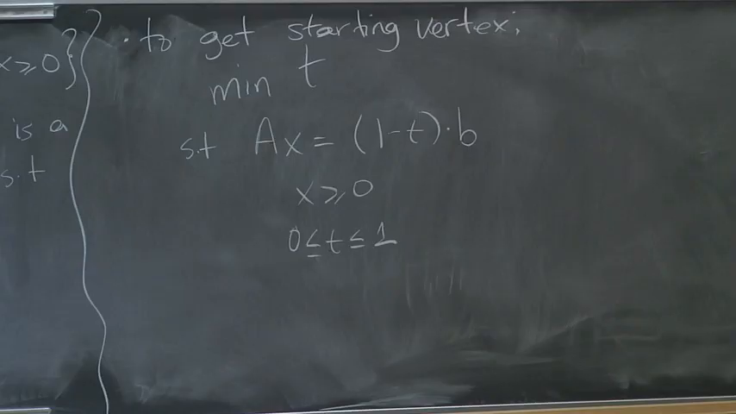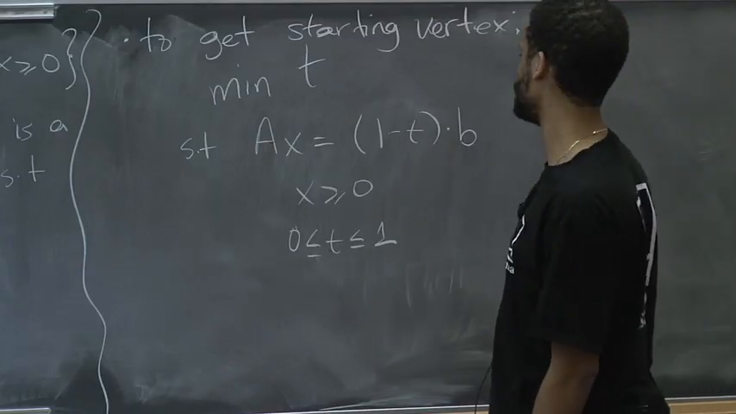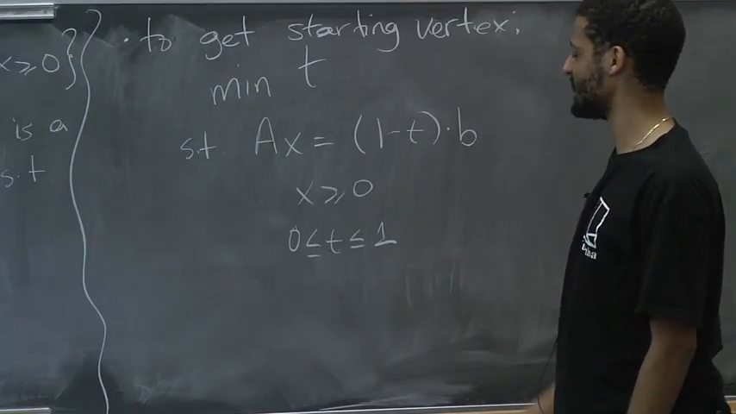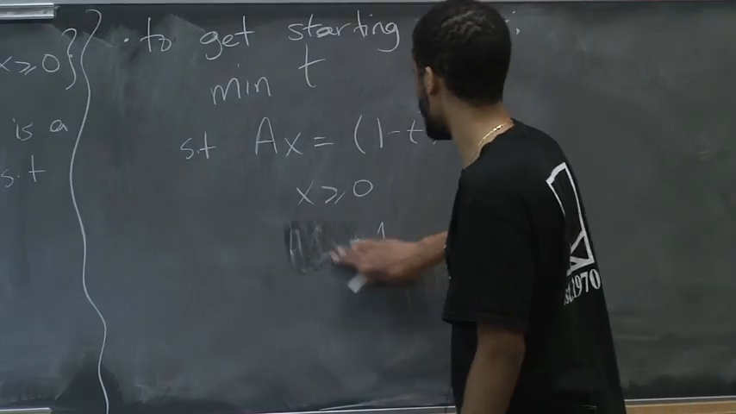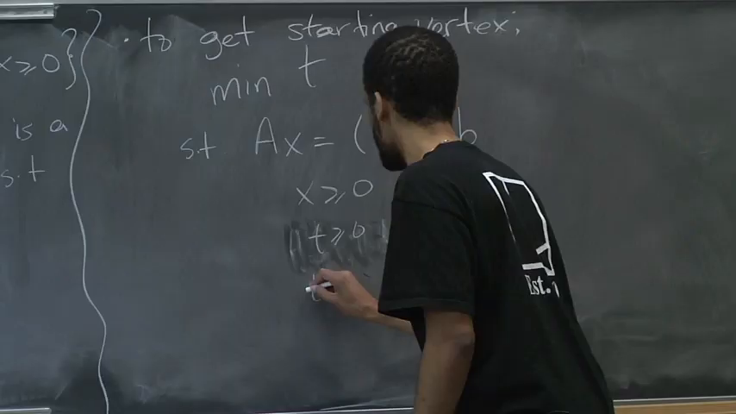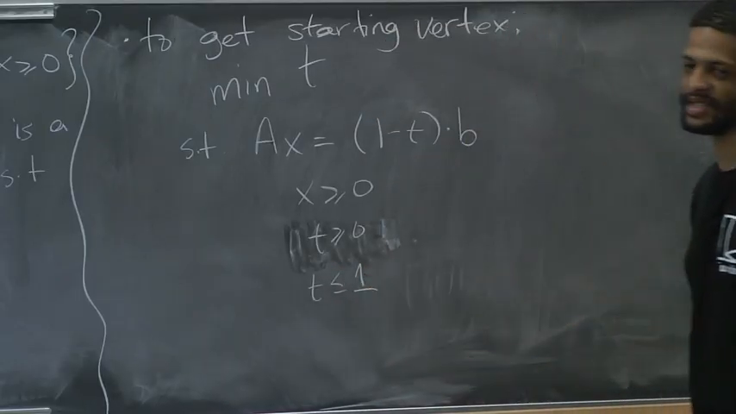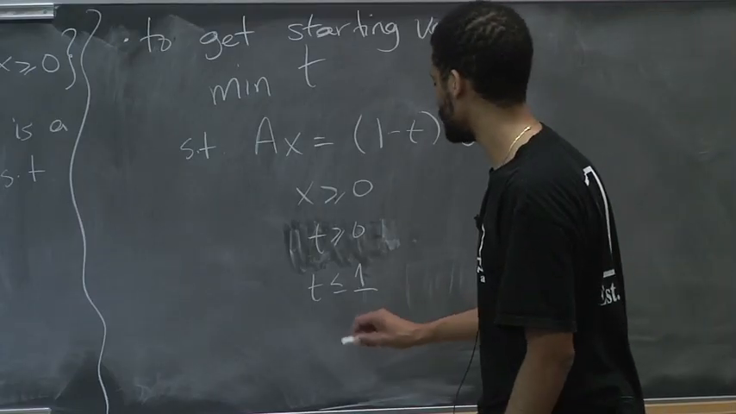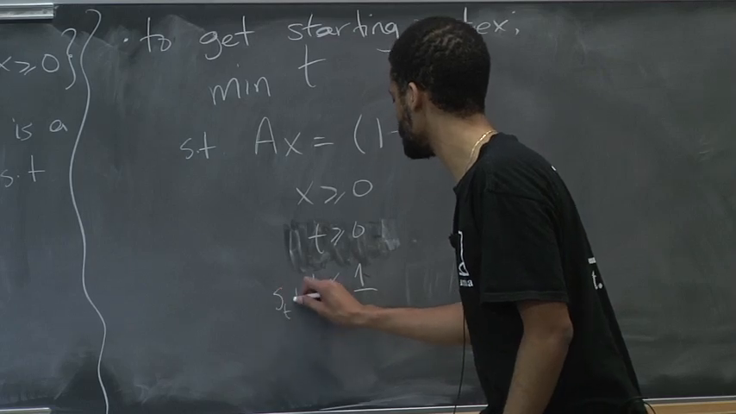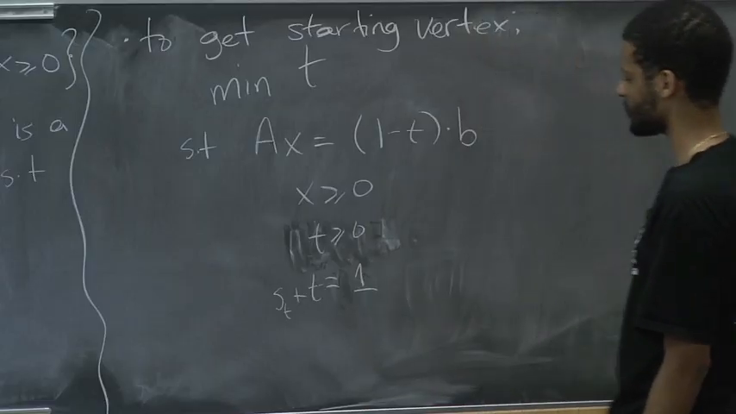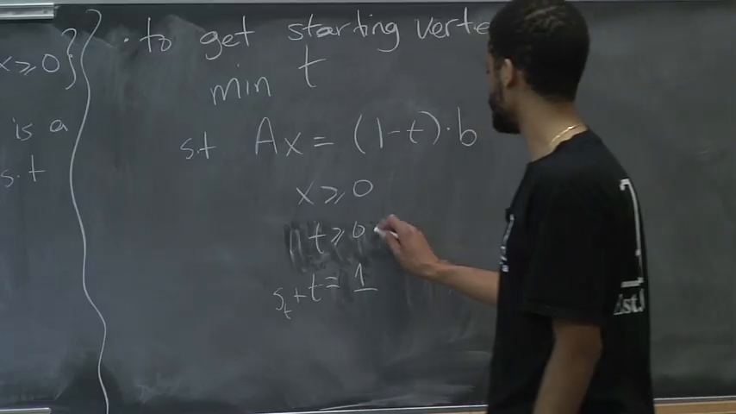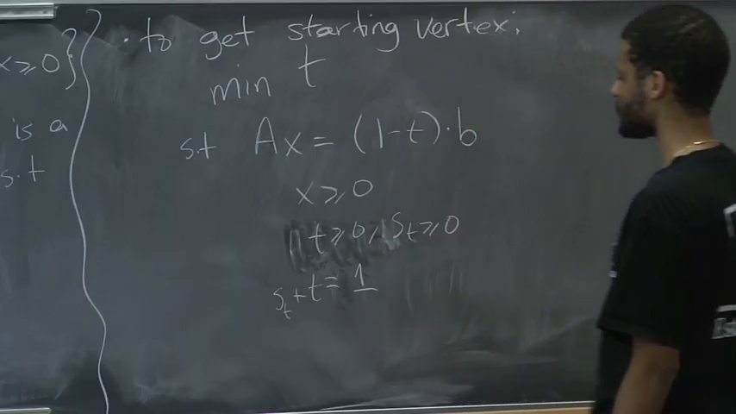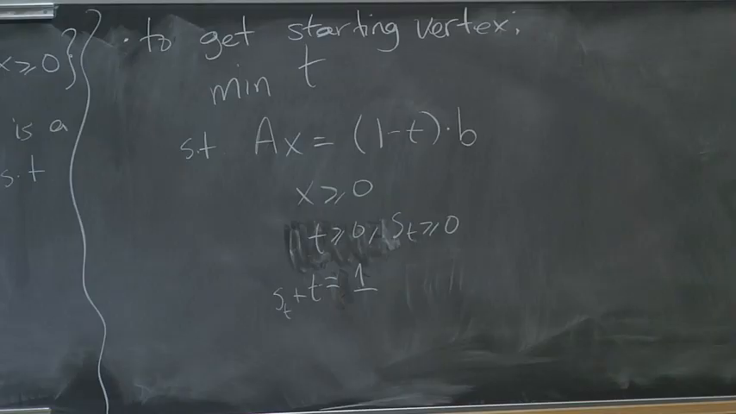Okay, so this is not in standard form, because we have this constraint that t is at most 1. You can write t is at least 0, and then t is at most 1. So this constraint here is not the kind of constraint we like. Well, we could fix this by saying that some slack s_t plus t is equal to 1, and the slack is also non-negative. Okay, so now we're in standard form. Great.